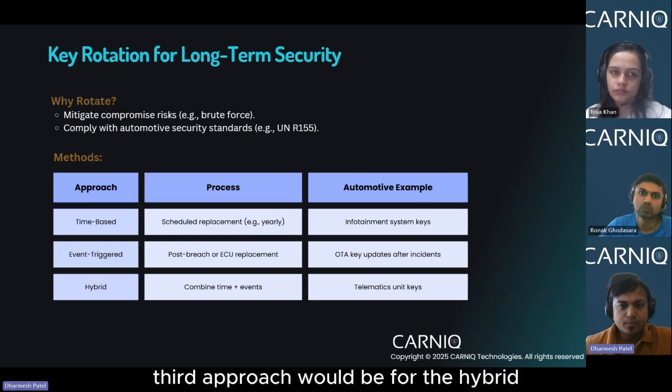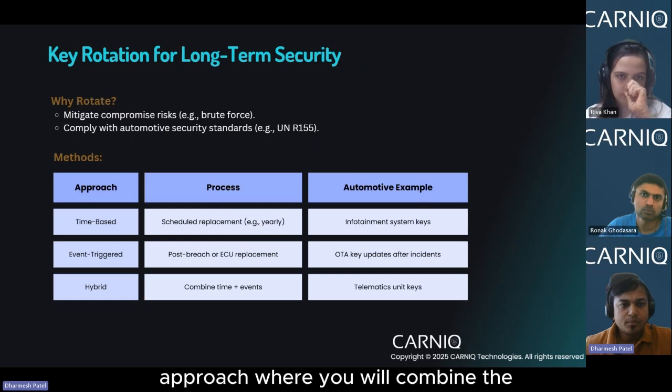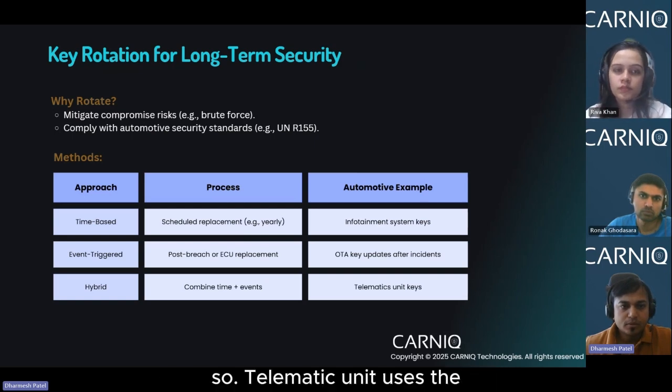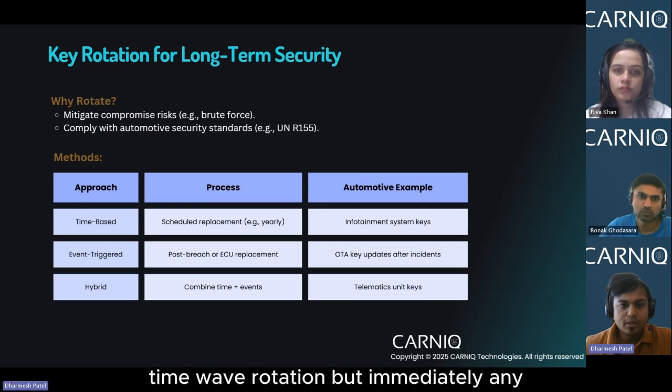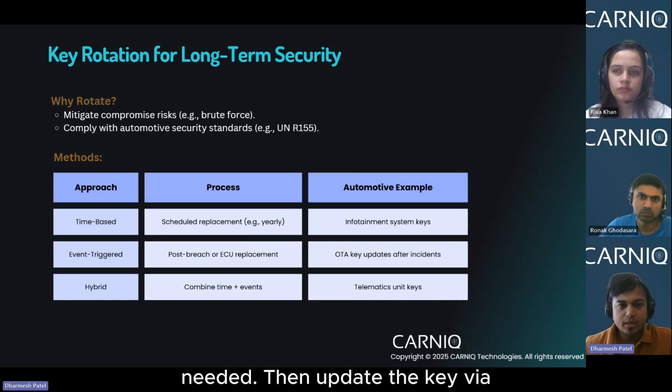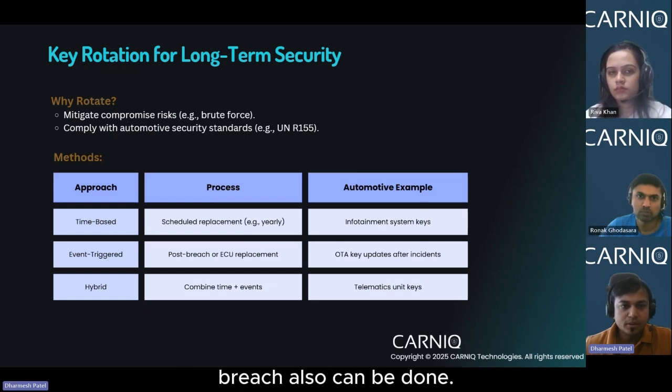And the third approach would be the hybrid approach, where you combine the scheduled and event-driven rotation. So a telematics unit uses the time-based rotation, but if an update is needed immediately, then update the key via the OTA to prevent further breach. So it depends on the use case, and this approach would be selected accordingly.